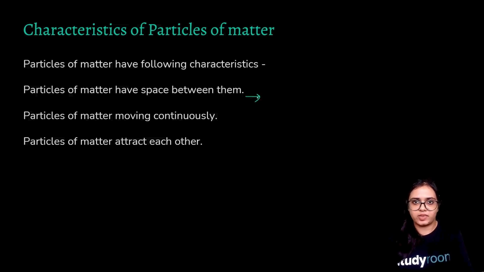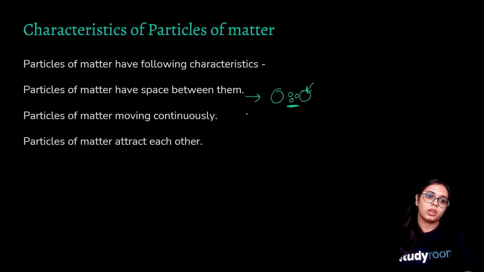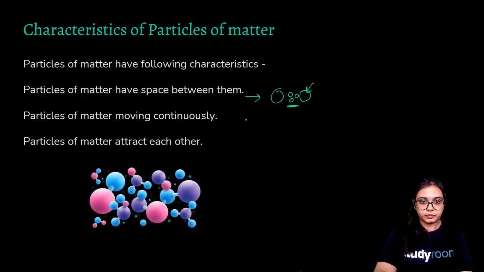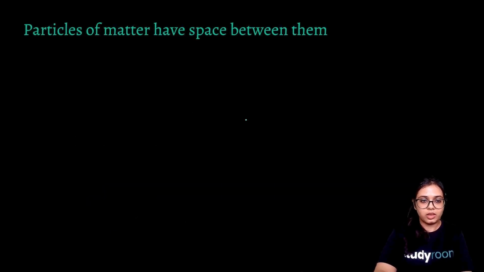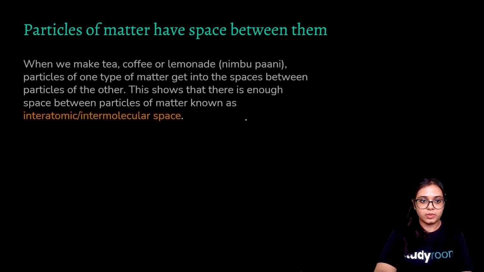This we have seen in the early experiment, the salt and sugar experiment, right? Since we had added salt or sugar to the water and they had assimilated in between the particles of water, we can conclude, yes, that particles of matter have space between them. Now particles of matter are moving continuously and particles of matter attract each other. Now let us learn more about these characteristics ahead.